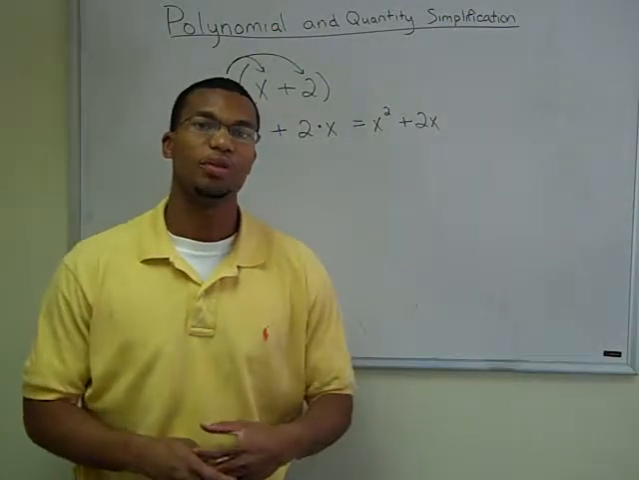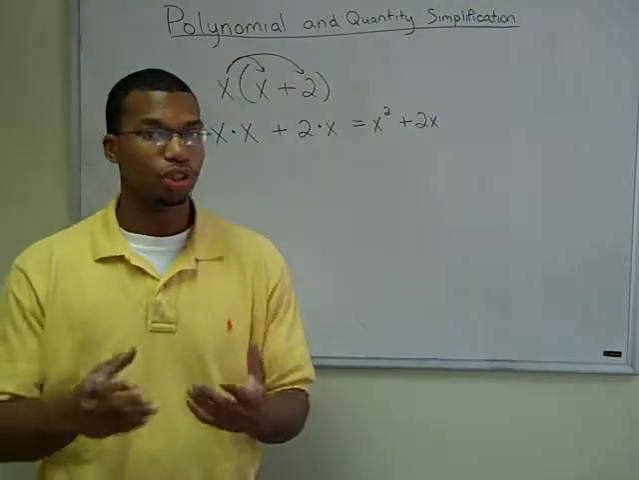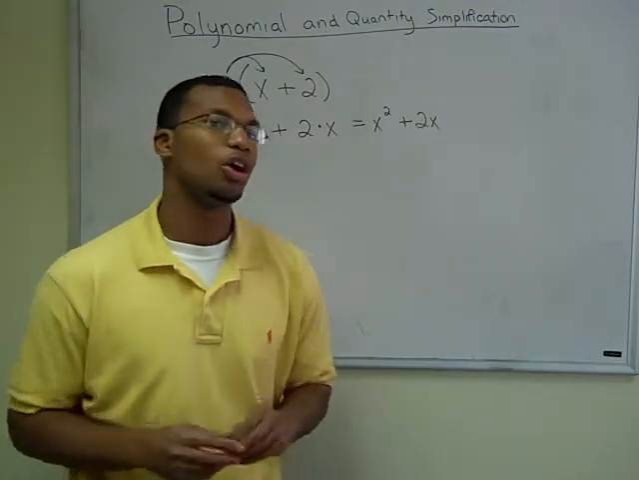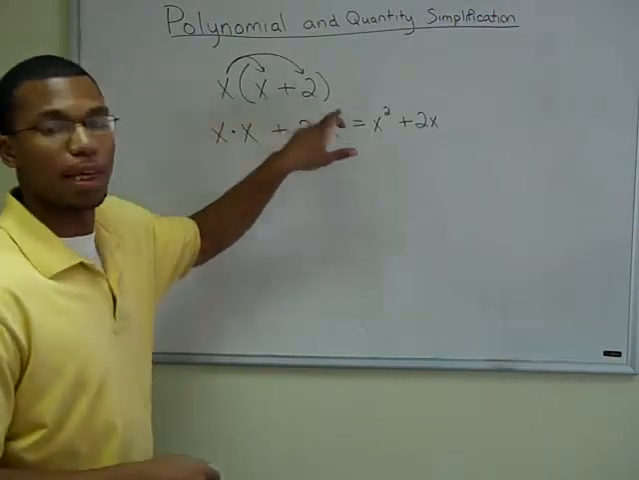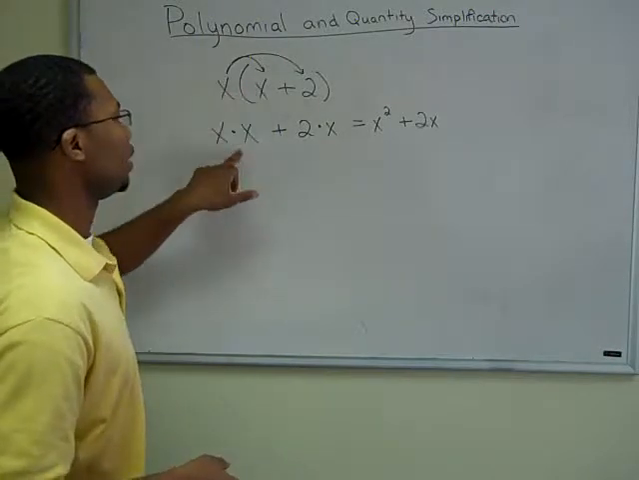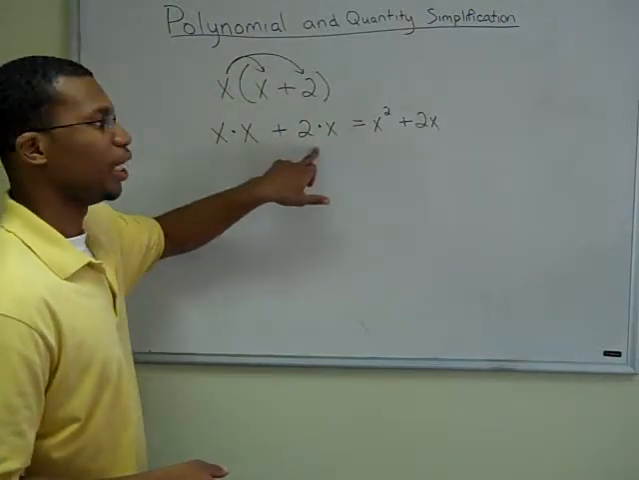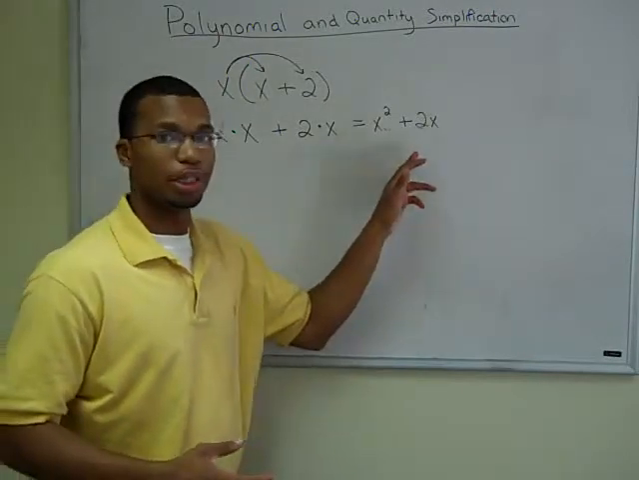So to simplify, when you have a one-term expression and a parentheses, you will use the distributive law. The distributive law states that we're going to take this value x and multiply it by both of the terms inside of the quantity. So x times x and 2 times x. That gives us a simplified value of x squared plus 2x.